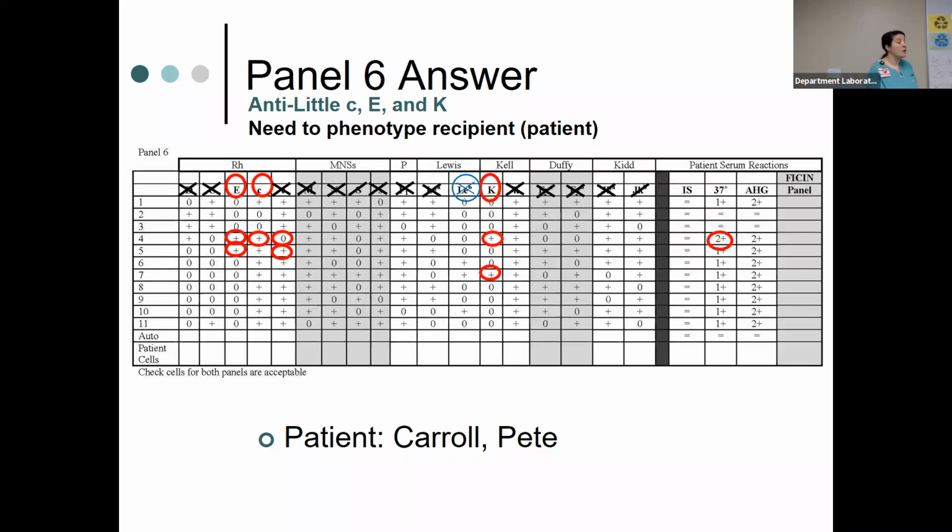So before you identify an antibody on a patient, yes, we would have to further find some select cells. So little C negative, JKB positive, and the other one, big S positive too.